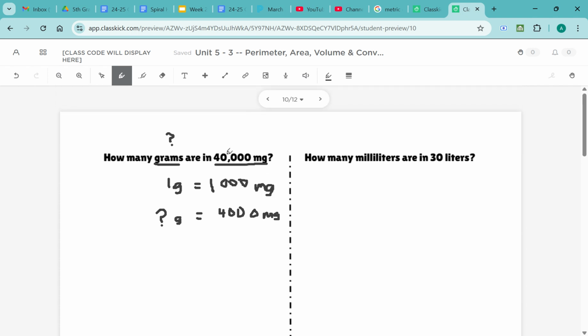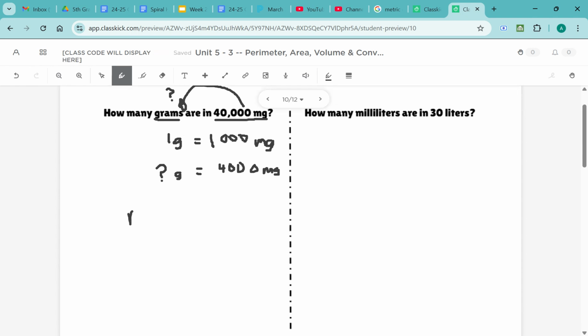Okay, so we can kind of think here. What do we think is bigger? Is 1 gram bigger or is 1 milligram bigger? Which one is bigger? 1 gram is bigger, right? So I'm going from milligrams to grams, right? I'm converting milligrams to grams. So this is a small unit. I'm converting a small unit to a large unit. So based off of your notes, what did that say to do? We're going to divide, right?